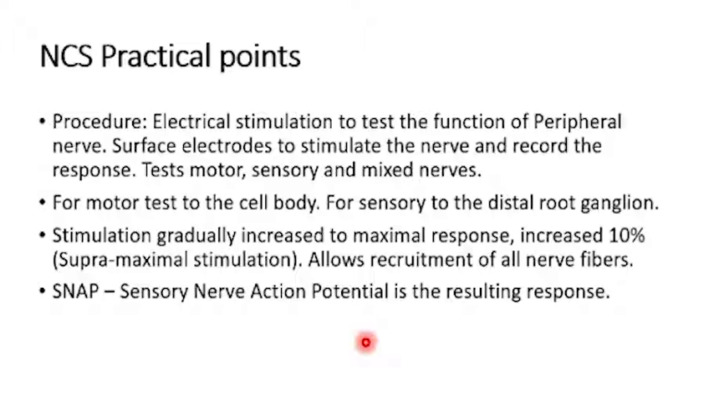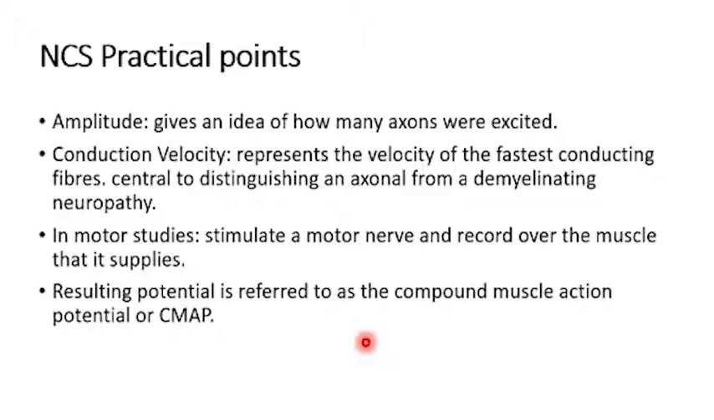And what you get after this activation of all the nerve fibers is the sensory nerve action potential, which is then the response to stimulation. It's usually referred to as SNAP in the reports that we look at. Now, this amplitude, which is the waves he was talking about, gives us an idea of how many axons have been excited. We've talked about the conduction velocity.